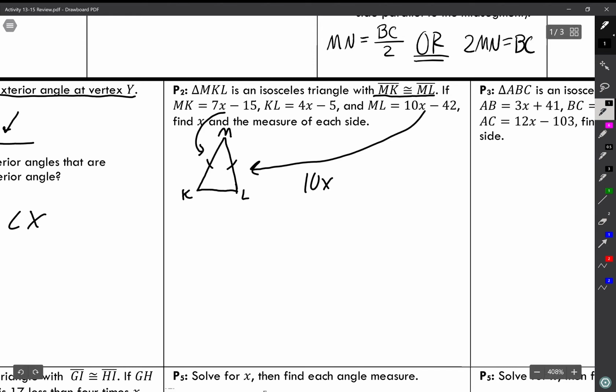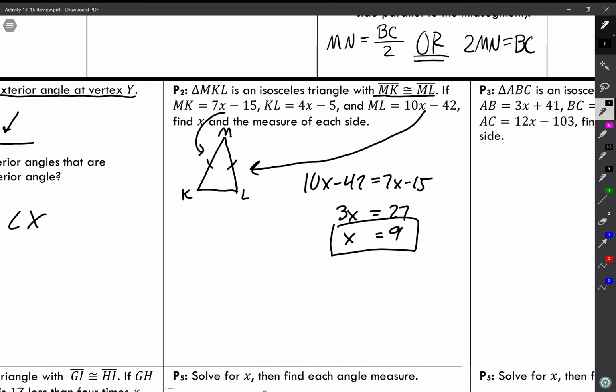10x minus 42 equals 7x minus 15. This will give me 3x is equal to 42 minus 15, which is 27. I got this 3x by doing 10x minus 7x, and then divide both sides by 3 to get x is equal to 9. So that's part of our answer.